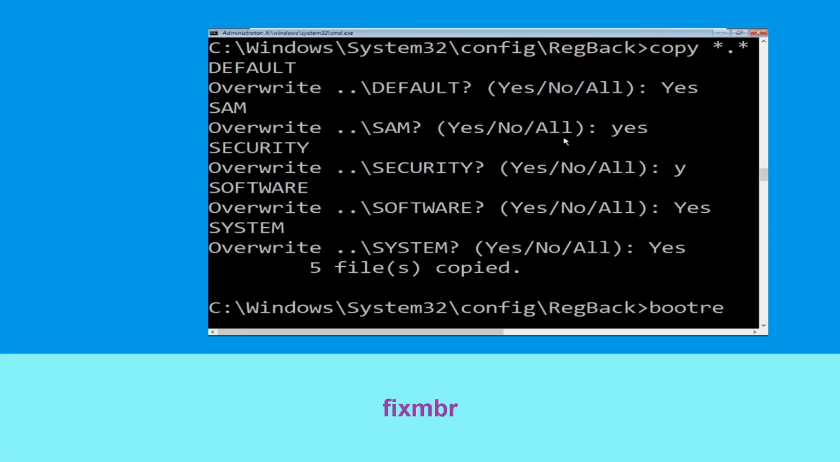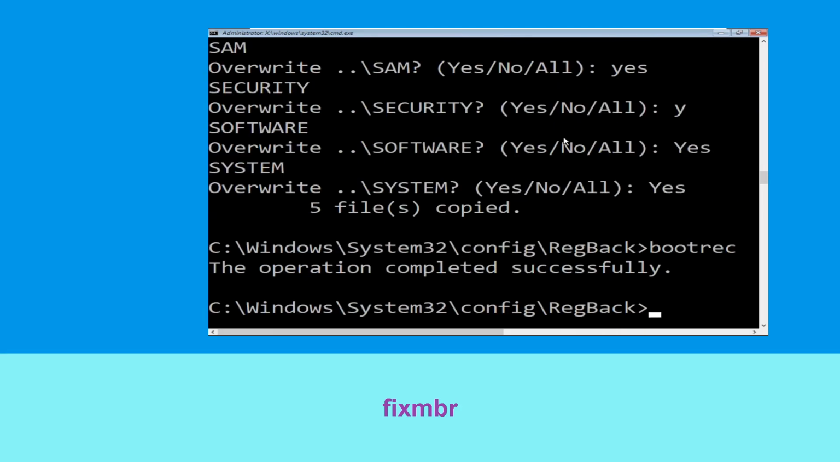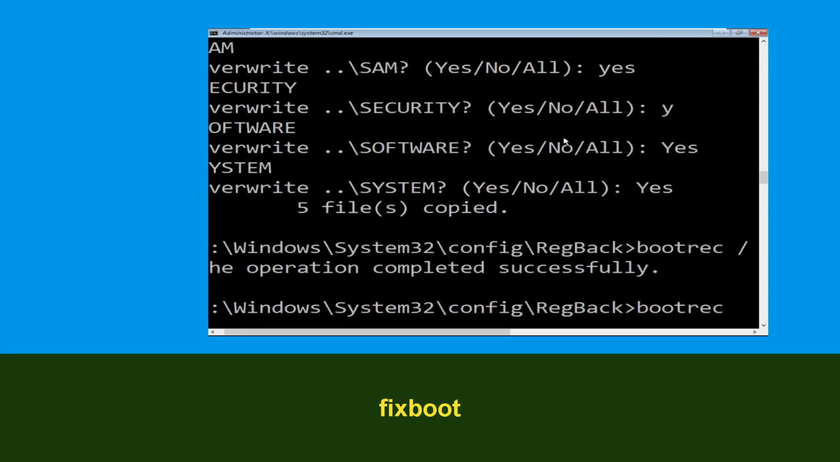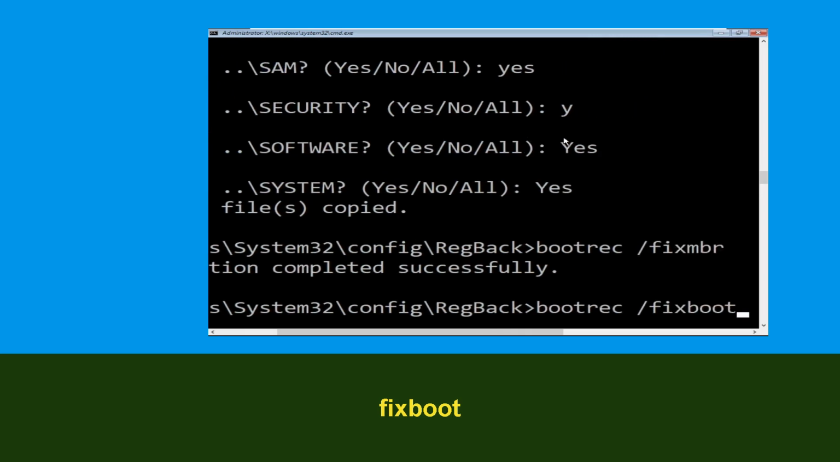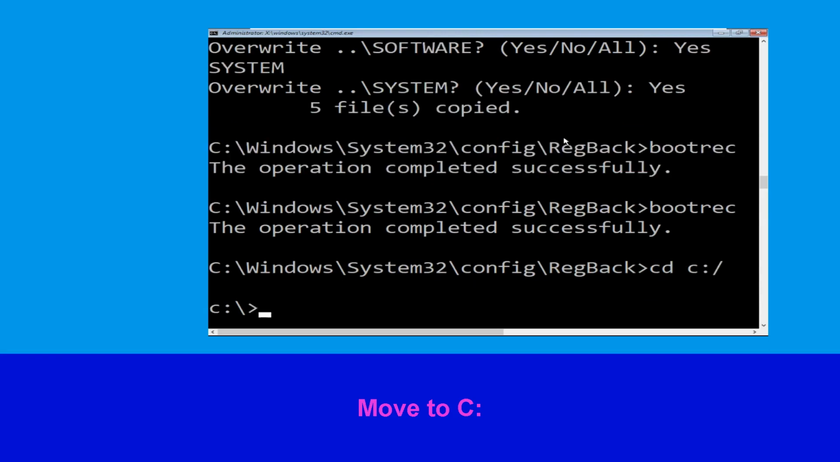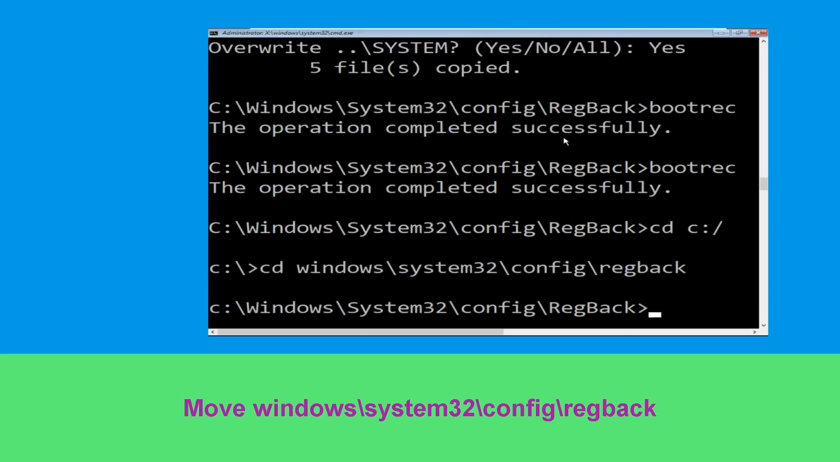Now type bootrec /fixmbr and simply hit enter. Type bootrec /fixboot and hit enter. Now type in cd c:\ and simply hit enter to execute the command. Now type this command: cd Windows\system32\config\regback and simply hit enter to execute the command.